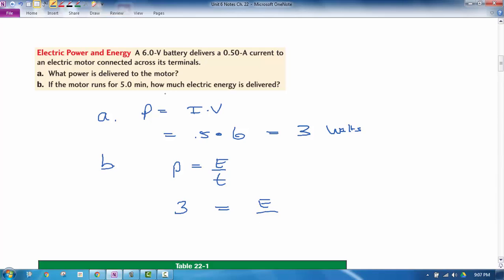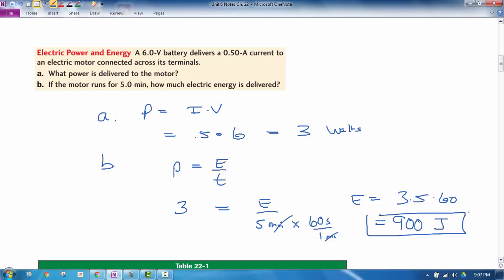So 5 minutes, we're going to convert that by multiplying, 60 seconds are in 1 minute. So we want to multiply the 5 by 60 and then multiply it by both sides. So the energy we get ends up being 3 times 5 times 60, which is 900 joules of energy.